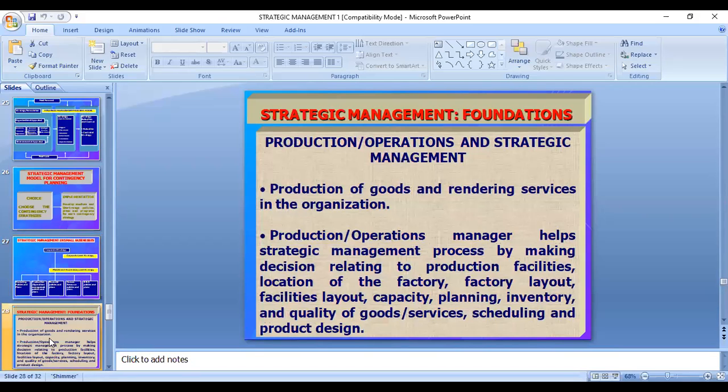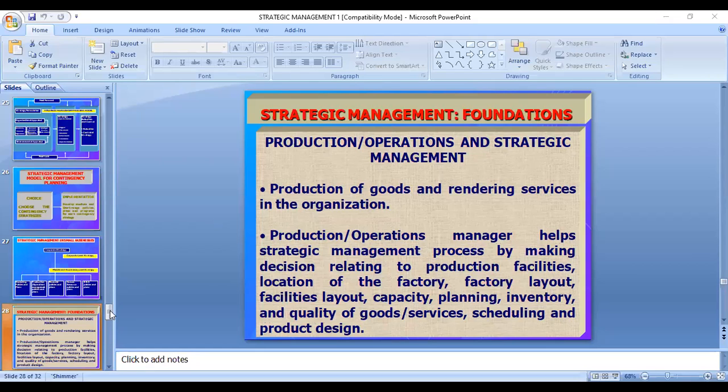Here we'll go one by one. Production, operation, and strategic management. In the case of production departments, how does strategic management take place? Production of goods and rendering of services in the organizations. The production operation manager helps the strategic management process by making decisions relating to production facilities, location of factory, factory layout, facilities layout, capacity planning, inventory and quality of goods and services, scheduling, and product design.